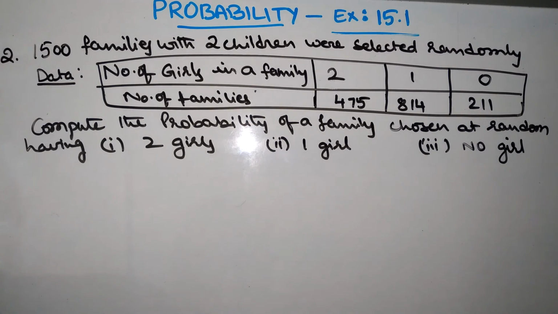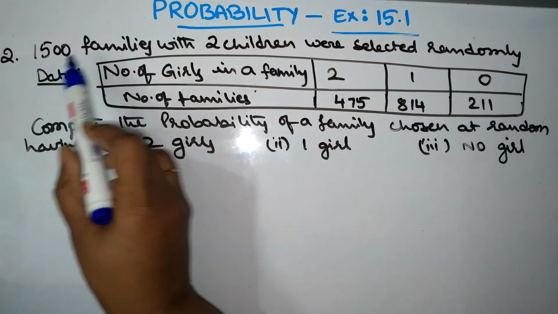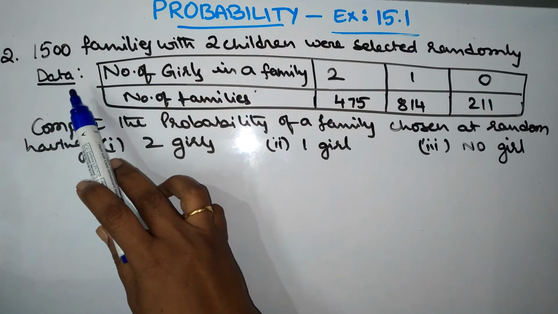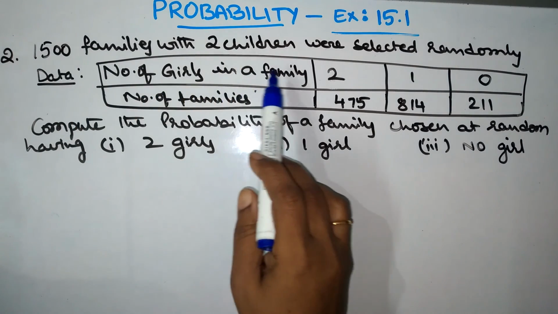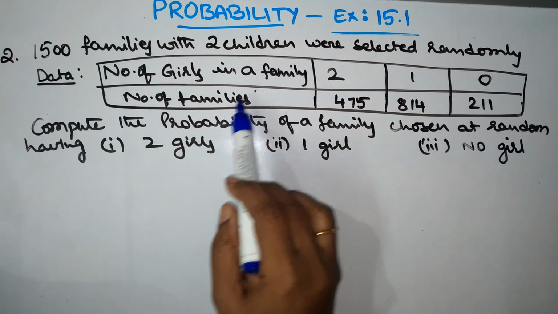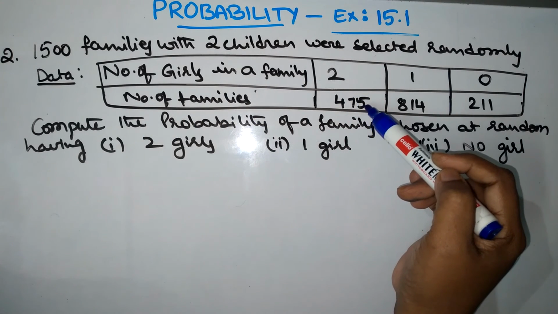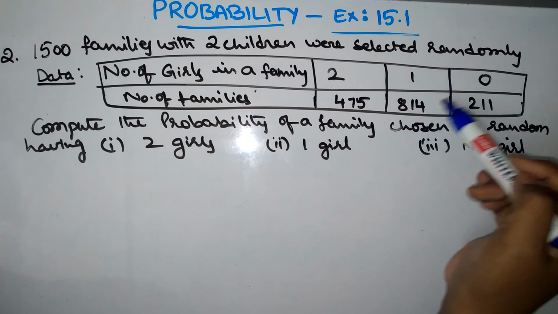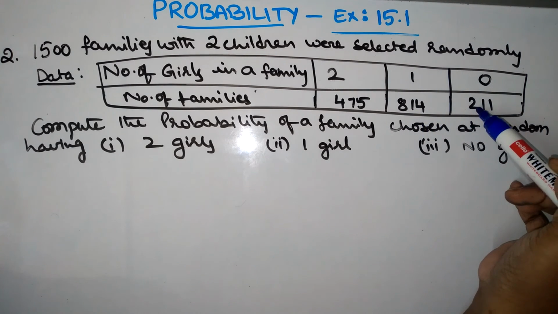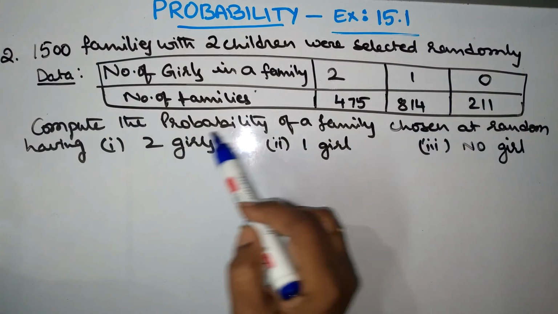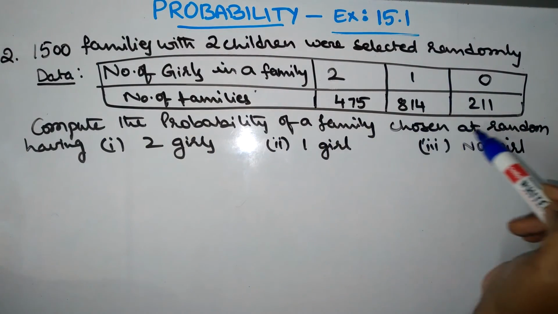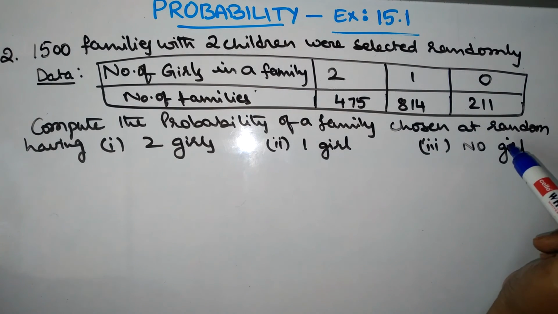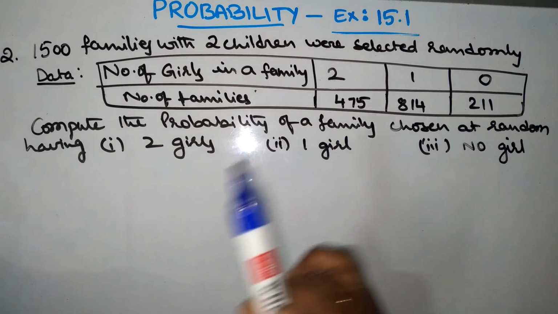Let us see the second problem. 1500 families with 2 children were selected randomly, and the given data is the number of girls in a family and the number of families. 2 girls in 475 families. 1 girl in 814 families. No girls, 211 families. Compute the probability of a family chosen at random having 2 girls, 1 girl, no girl. This is the problem given. So let us start the solution part.